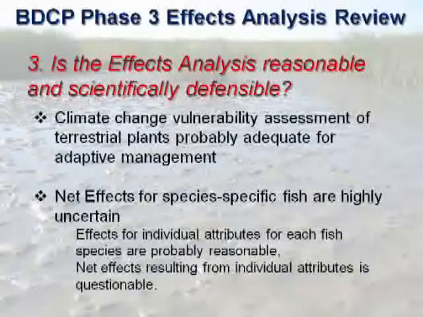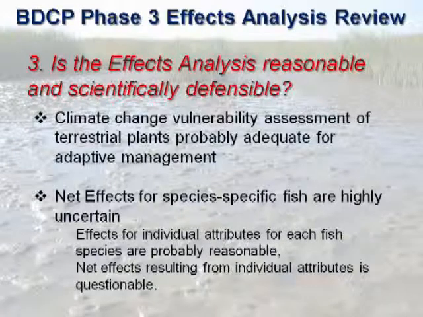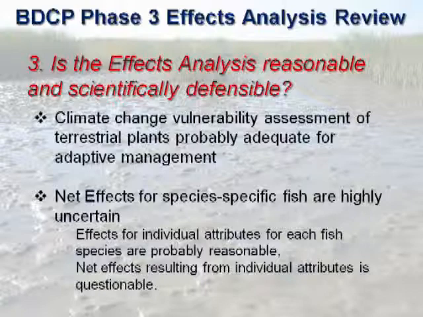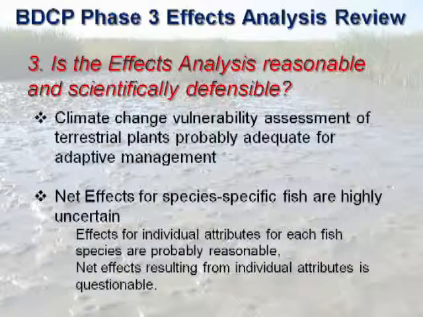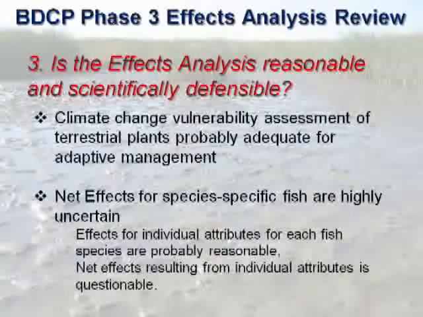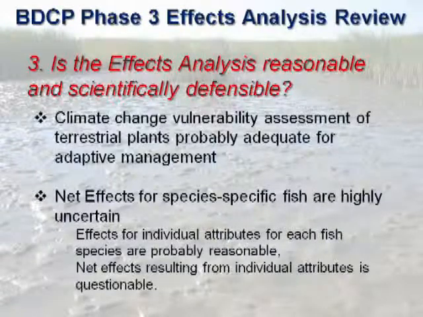For the terrestrial plants, the climate change variability assessment is probably adequate, but the net effects for species-specific fish is highly uncertain. And this comes down to, again, the sense that the effect for individual attributes for each fish species are probably reasonable, but the net effects resulting from these individual attributes is questionable, I guess is the word we'd use.